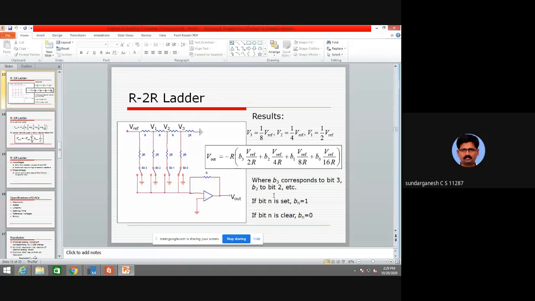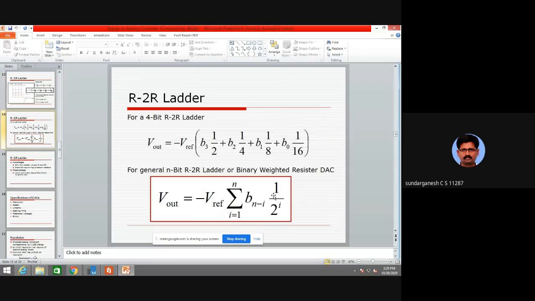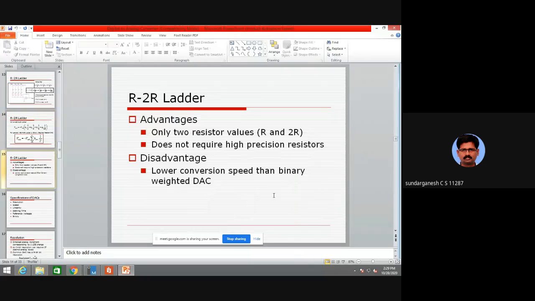Then for B1 you have to multiply by 2: 4 into 2, 8. Then 8 into 2, 16, and it will go on like that. Where B3 corresponds to bit 3 and B2 corresponds to bit 2. Bit n is set means Bn equals 1, bit n is clear means Bn equals 0. So this is the formula for the R2R ladder.